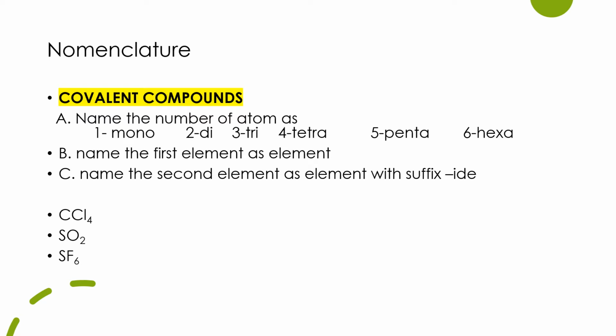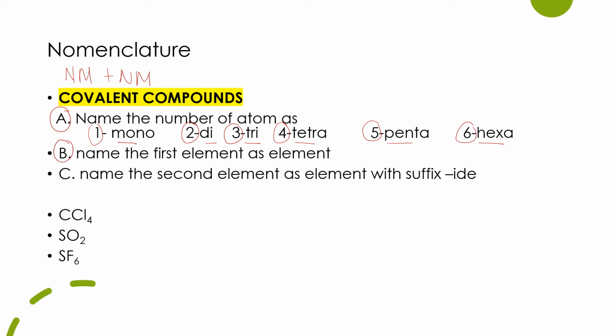How to name a compound. Firstly, for covalent compounds, from non-metal plus non-metal. The rule is first name the number of atoms as mono when the number is 1, di when the number of atoms is 2, tri when the number of atoms is 3, tetra when the number of atoms is 4, penta when the number of atoms is 5, hexa when the number of atoms is 6.